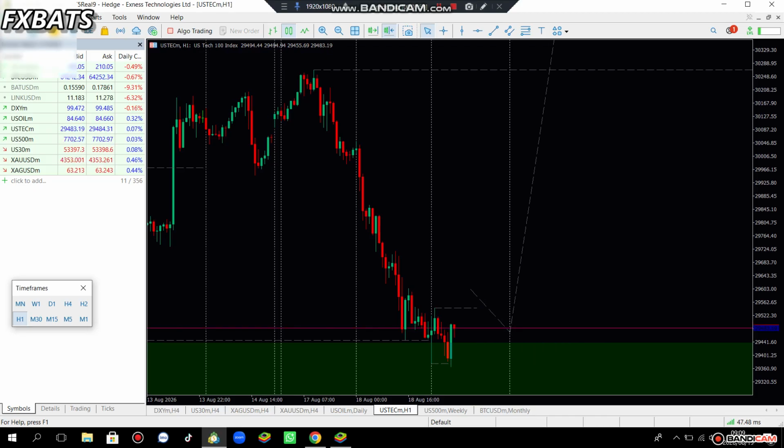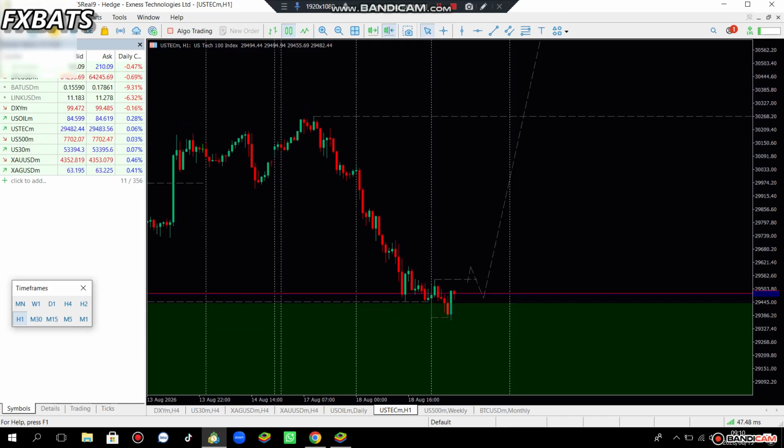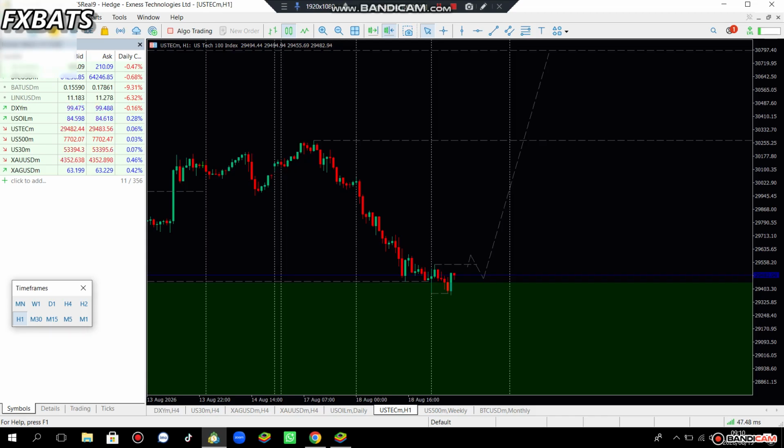So only wait for the H1 shift of market structure, then wait for price again to retrace back to areas of discount, and then you're gonna be able to take your buy entry. So I'm looking forward to buy Nasdaq, and I'll be swinging it. I don't know how long I'll hold it, but it's likely to be moving upwards, starting from today towards the coming weeks.